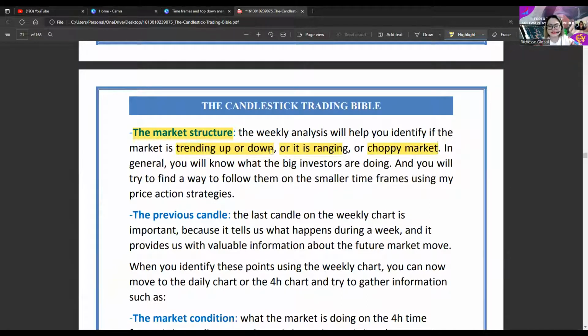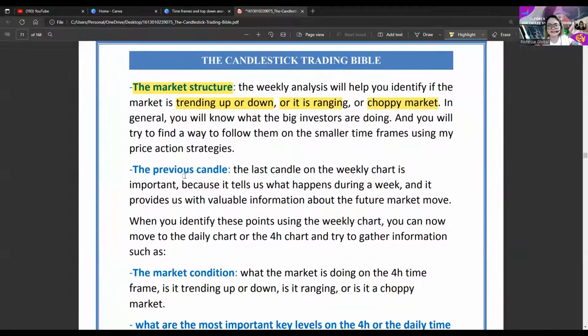In general, you will know what the big investors are doing, and you will try to find a way to follow them on the smaller time frames using my price action strategies. I hope na nakaka-relate na tayo dito sa kanina, support and resistance. And ngayon naman is market structure. And ang ating next naman is the previous candle.